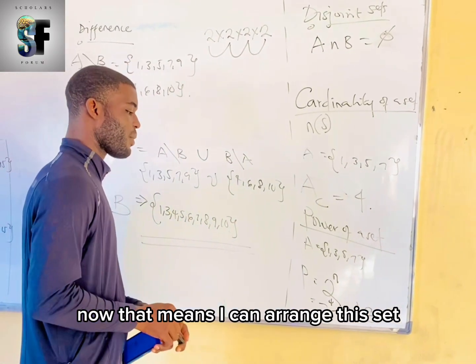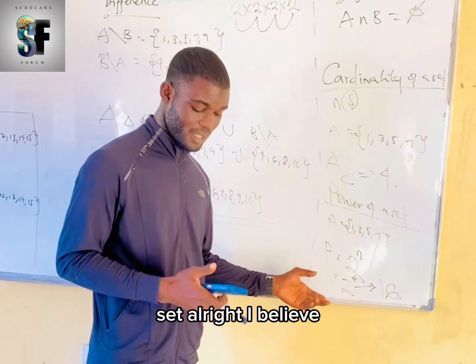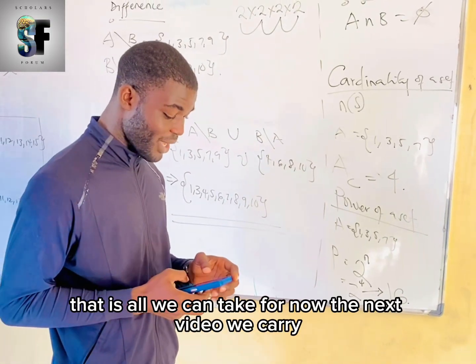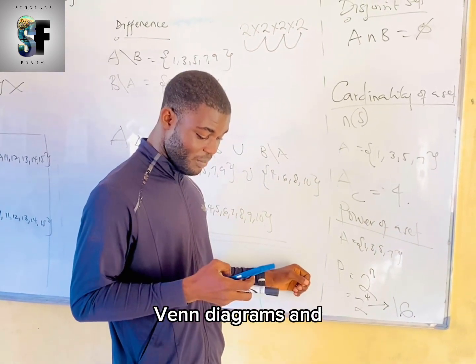Now that means I can arrange this set in 16 ways and it will still give me a standard set. Alright, I believe that is all we can take for now. The next video will carry Venn diagrams and the operation on sets.